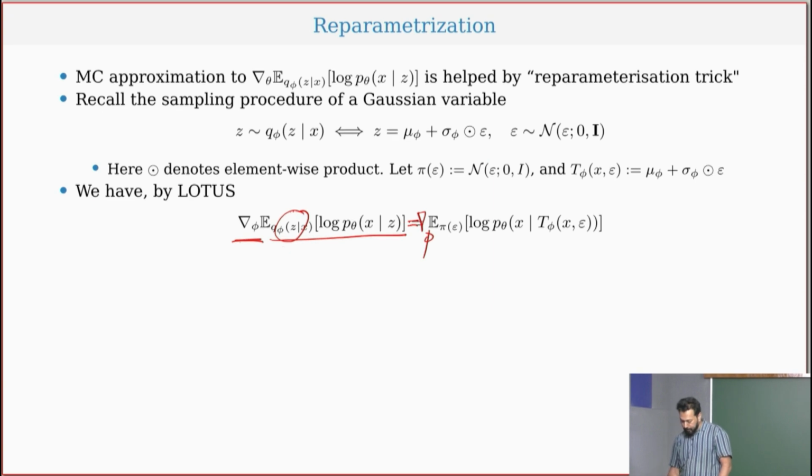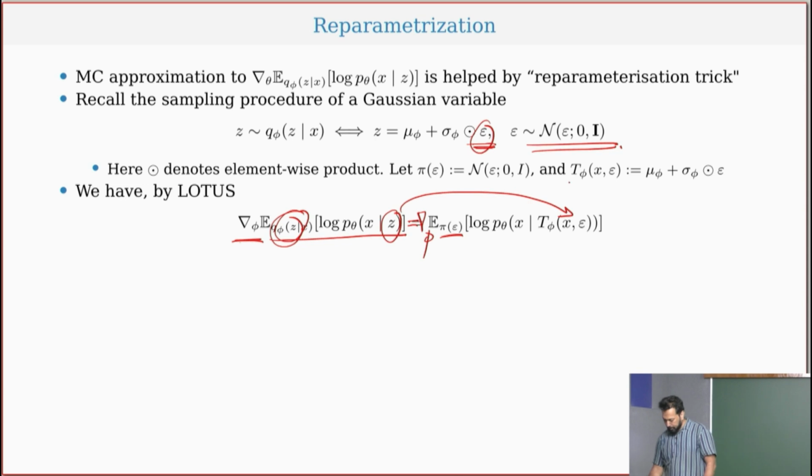So basically, this expectation with respect to q phi can now be written in terms of the standard normal PDF. So now it is the same thing as saying expectation with respect to the standard normal PDF, because the random variable is now just epsilon, which is from the standard normal. So basically, this z that you see here is replaced by t phi of x and epsilon. Now t phi of x and epsilon is a random variable with respect to epsilon, because mu phi and sigma phi are deterministic vectors, they are constants. So your randomness now falls back on epsilon only. So now if I have to take the expectation of this, then I have to know only the PDF of epsilon, by this LOTUS, right?